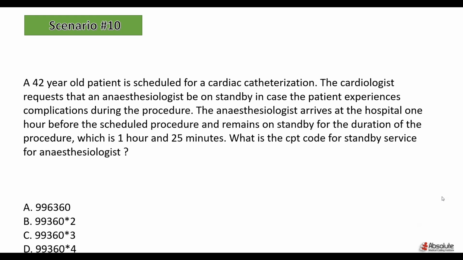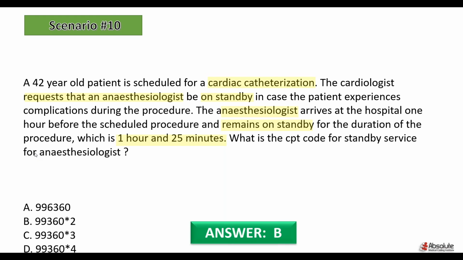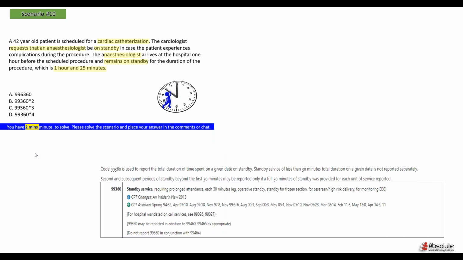And that is time. You guys are doing a great job in the chat, coders. So we have a 42-year-old patient scheduled for cardiac catheterization, and the cardiologist requests that the anesthesiologist be on standby. The anesthesiologist arrives and remains on standby for a duration of 1 hour and 25 minutes, and the correct answer is going to be option B here.